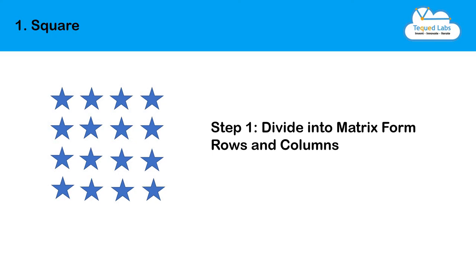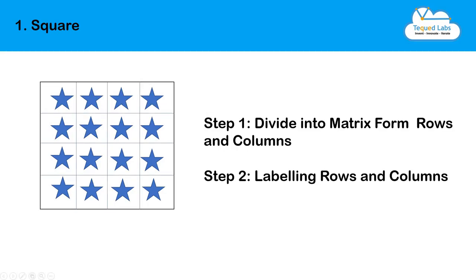Let us move on to the first basic pattern, which is a square. The first step would be to divide the given pattern into rows and columns. So this is how it is going to look after you divide the pattern in the form of rows and columns. That is basically you're representing the entire pattern in a matrix format.